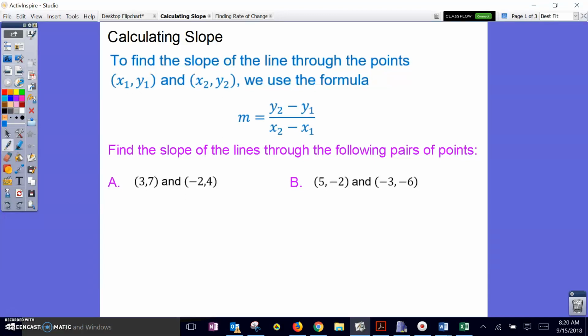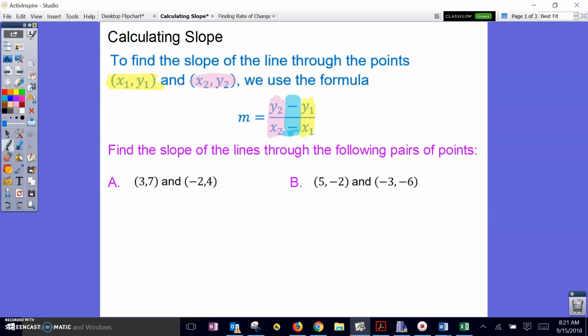If we want to find the slope of the line through the points x sub 1, y sub 1, and x sub 2, y sub 2, we just use the formula that slope is equal to quantity y sub 2 minus y sub 1 over the quantity x sub 2 minus x sub 1. So really, all we're going to do is take one point and put it into this formula, and take the other point and put it into this formula, and subtract the coordinates of those points. And that's how we're going to calculate slope.